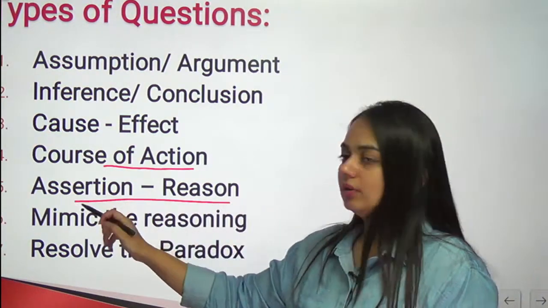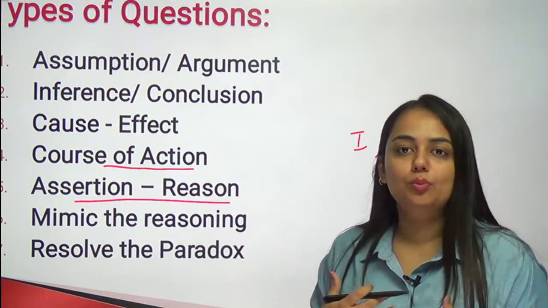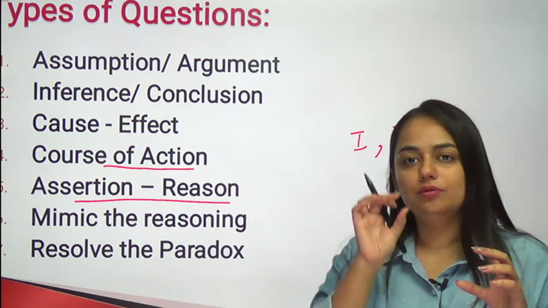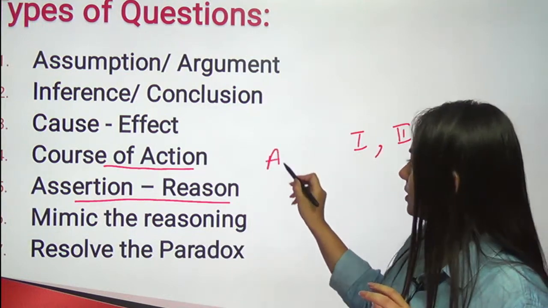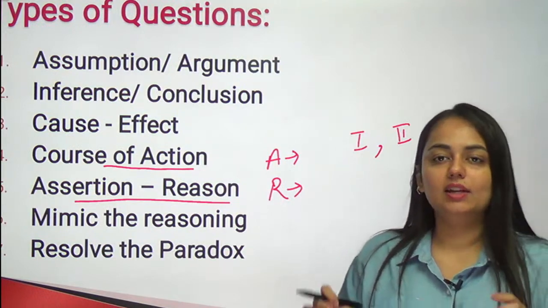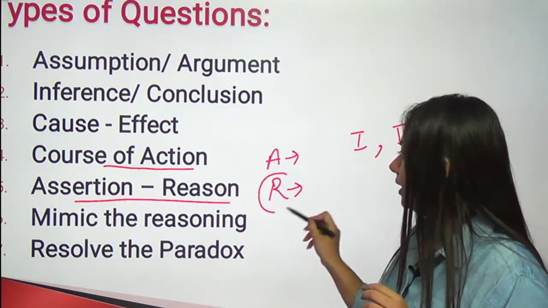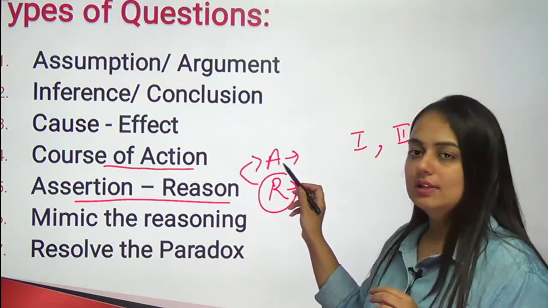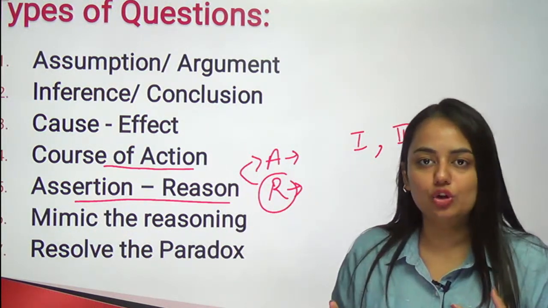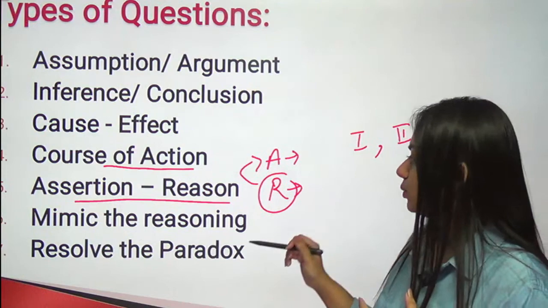Assertion and reason. This is the type that probably you must have done in your school also. So two statements are given. One is the assertion, second is reason. So you have to answer if both the statements are true, and if they are true, is it a valid reason for this assertion? Does it explain this? Will it prove the assertion or not? This is how you answer these questions.